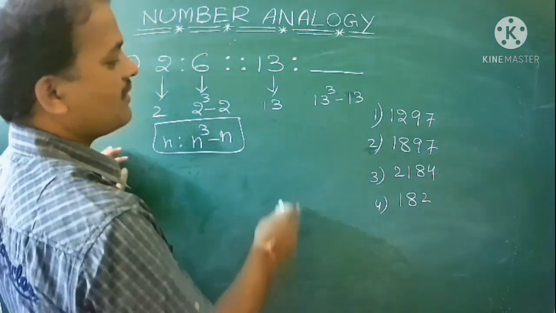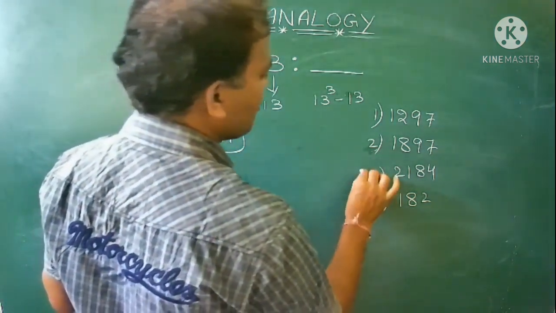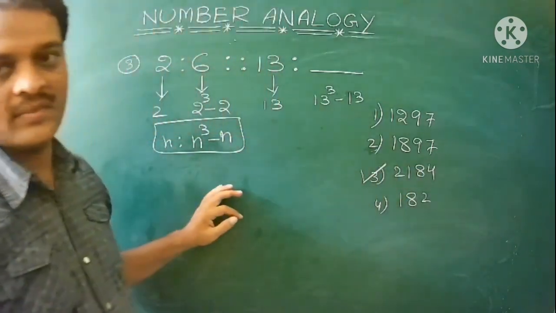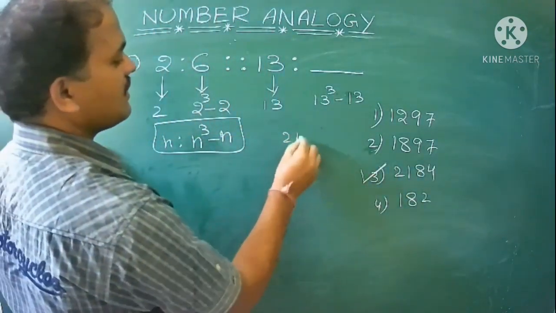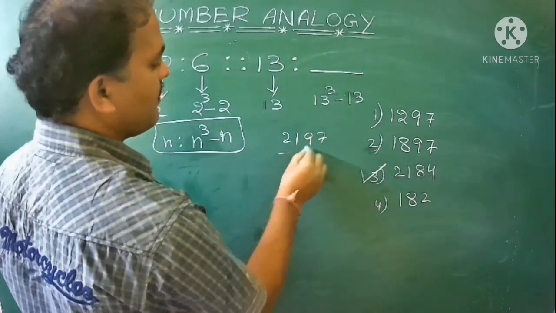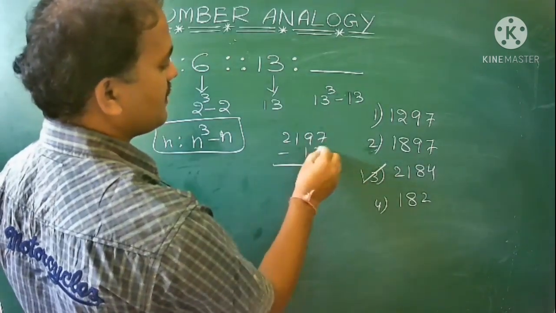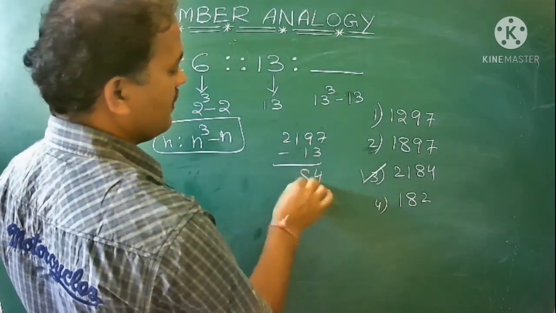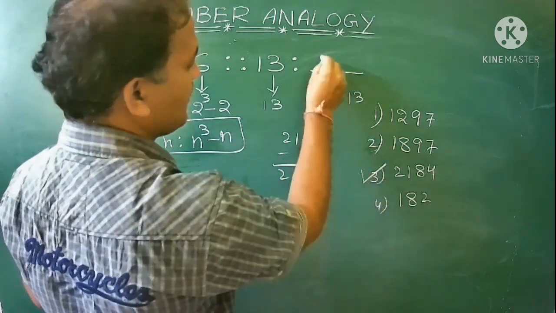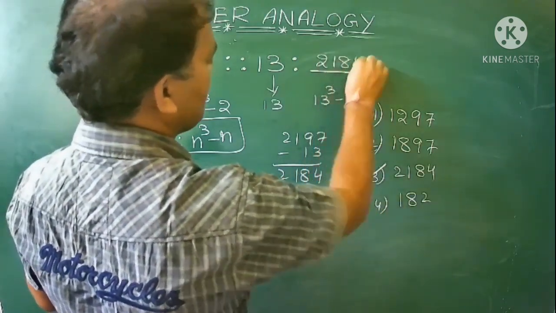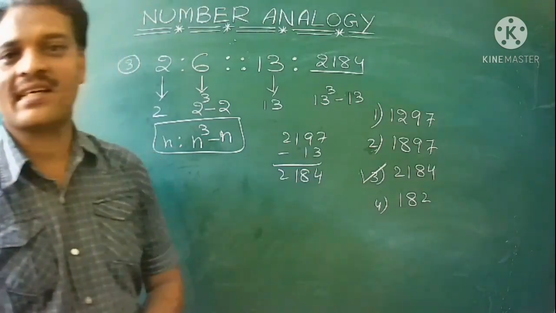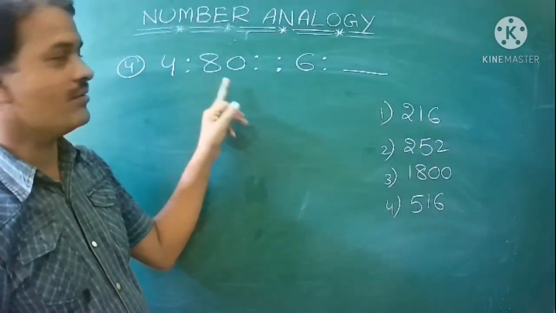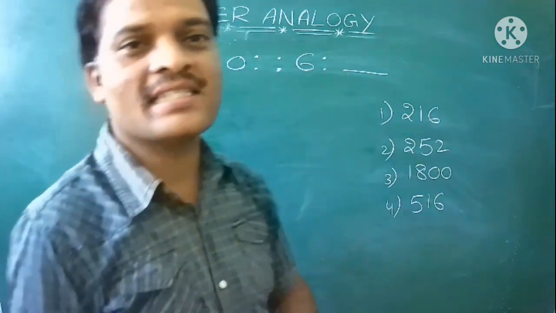So 13 cube minus 13, what will we get here? Here it is nothing but 2184 will come. So 13 cube is nothing but 2197 minus 13. So 7 minus 3 is 4, and so 2184. That's why 2184 is the answer. So option 3 is the correct answer. Clear everybody?